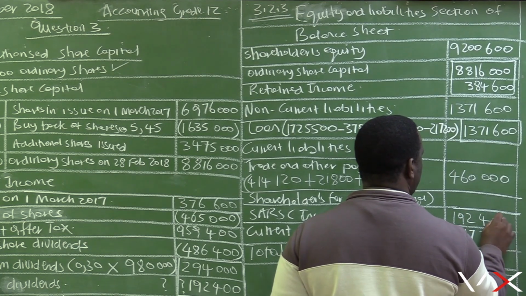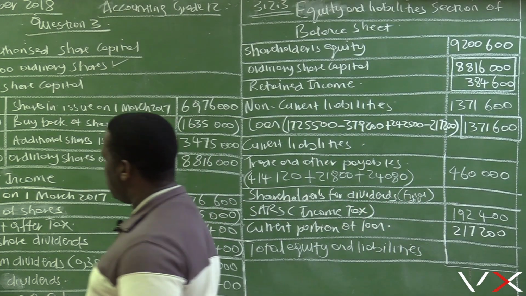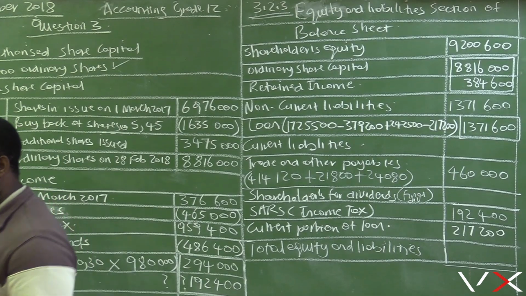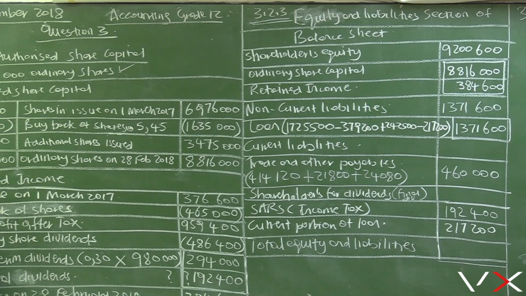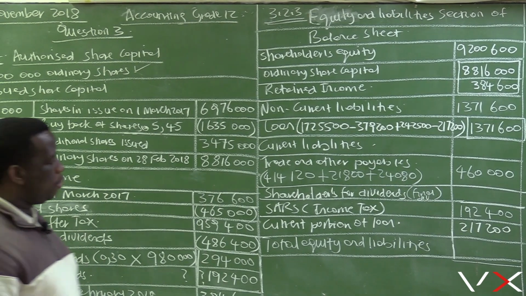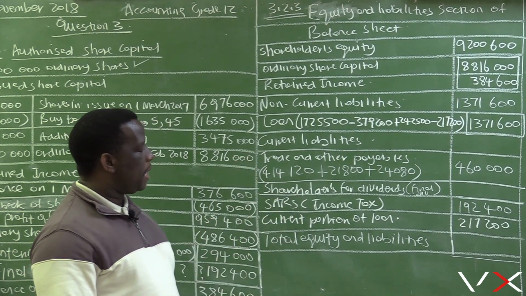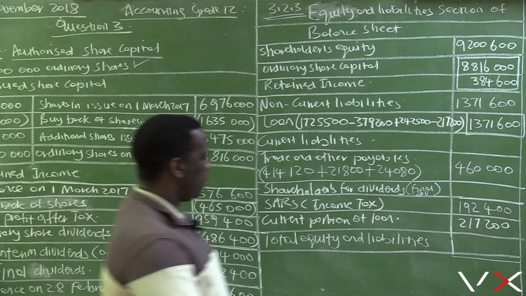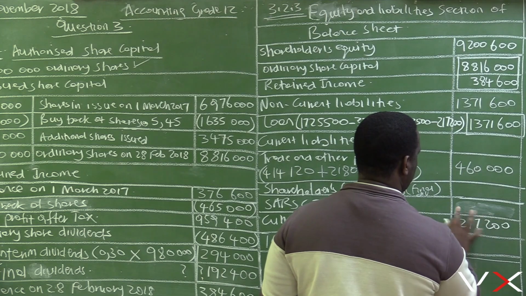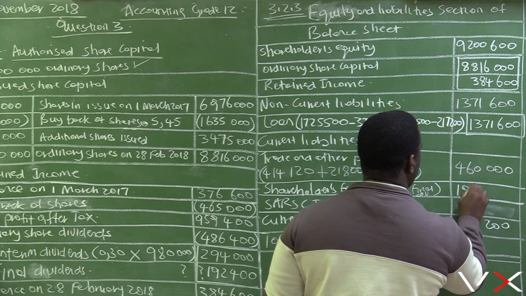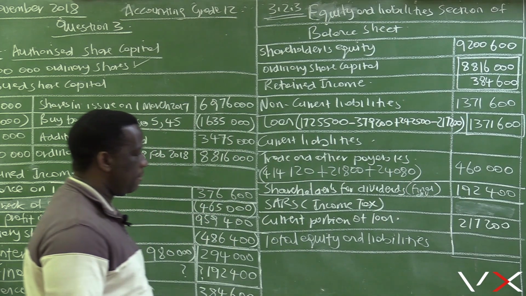Why is the final dividend recorded under the current liabilities? It is because the interim dividend is declared and paid at the same time, but the final dividend is declared in the current year and paid in the following year. So the final dividend is still owing, and therefore must be included under current liabilities as shareholders for dividends, and it is 192,400. That's the shareholders for dividends, final dividend.